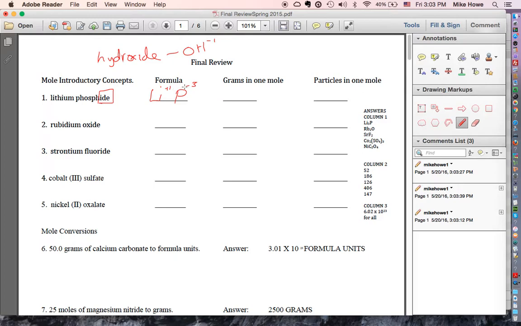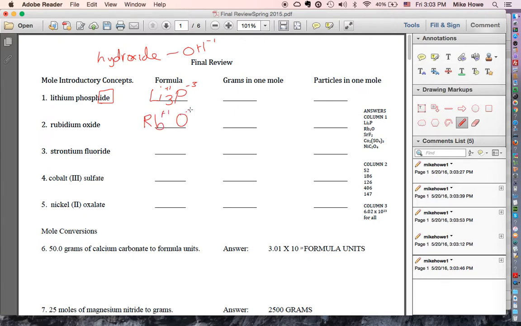Now if this is +1, that's -3. You're going to have a 3 down here to make that formula correct. If you find rubidium on the periodic table, you'll find that it has a +1 charge. Oxygen's -2, so you have to have Rb2O. You have to have 2 atoms of Rb to match 1 atom of oxygen.